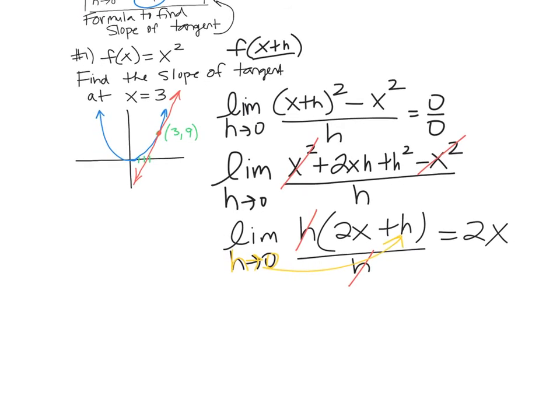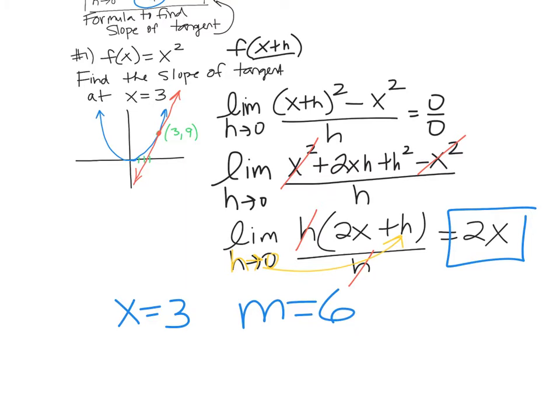What point am I looking at, though? 3,9. I'm looking at the point (3,9). So when x equals 3, then my slope would be 6. Plug it into your formula. This formula is key right here. That's the thing you want. So if I ask you, what's the slope at x equals negative 1? You plug in, what's the slope there? Negative 2. You plug it in, that's the slope, negative 2.